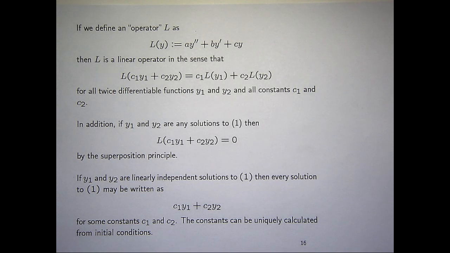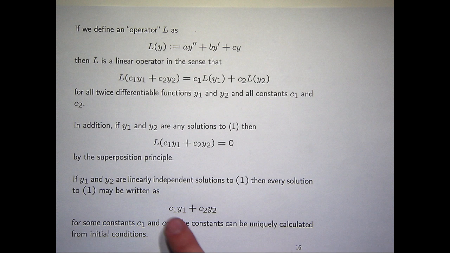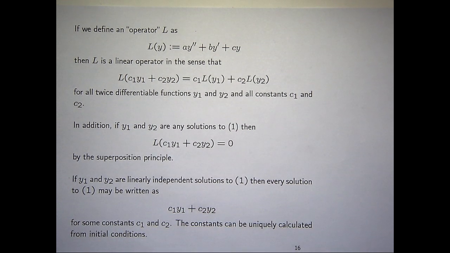Now, some of you may be thinking, well, how do I calculate these general constants, the A's and the B's, or the C1s and the C2s? Well, you can uniquely calculate them by using the initial conditions. So let's say you're solving a problem and you know the solution at one point and its derivative. You can calculate C1 and C2.